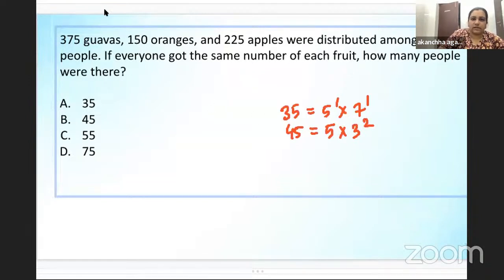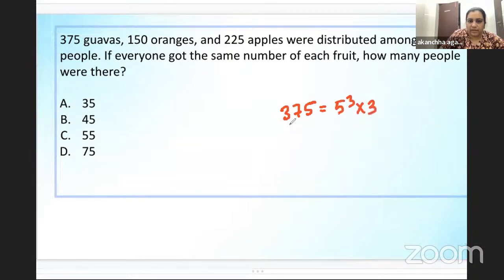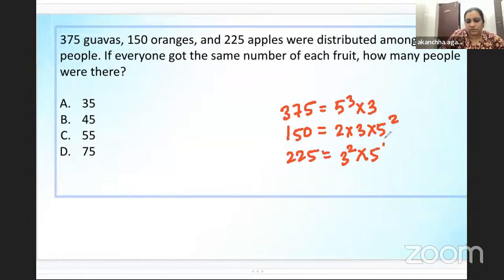Okay, just a second. I took the wrong numbers. Now I want to take the first number, which is 375. If I prime factorize it, it will be 5 cube times 3. What about 150? It will be 2 times 3 times 5 square. If I talk about 225, what will it be? It will be 3 square times 5 square.